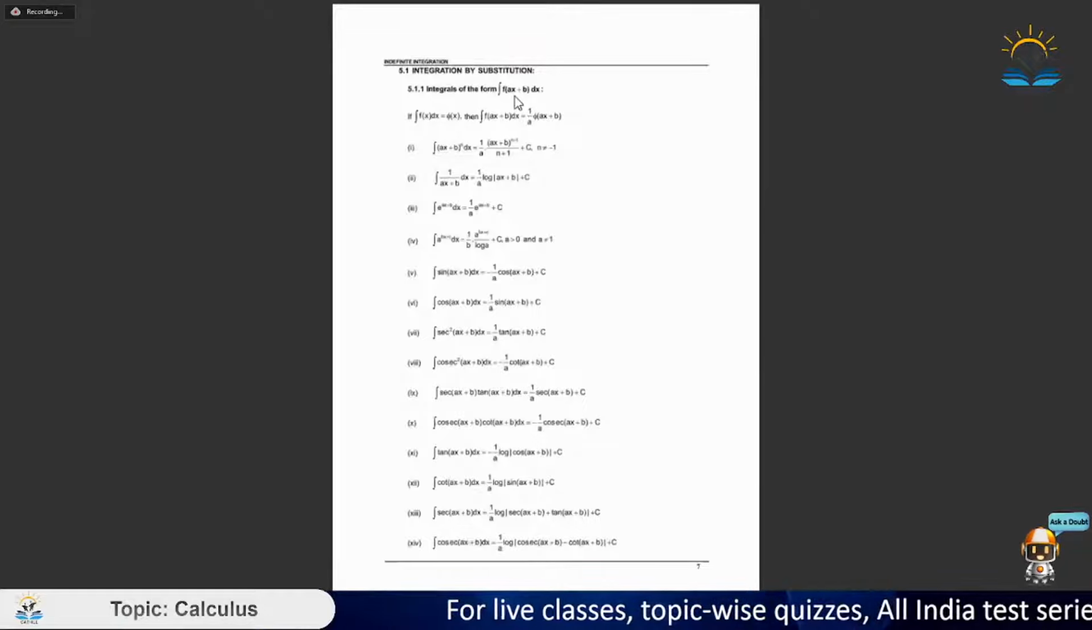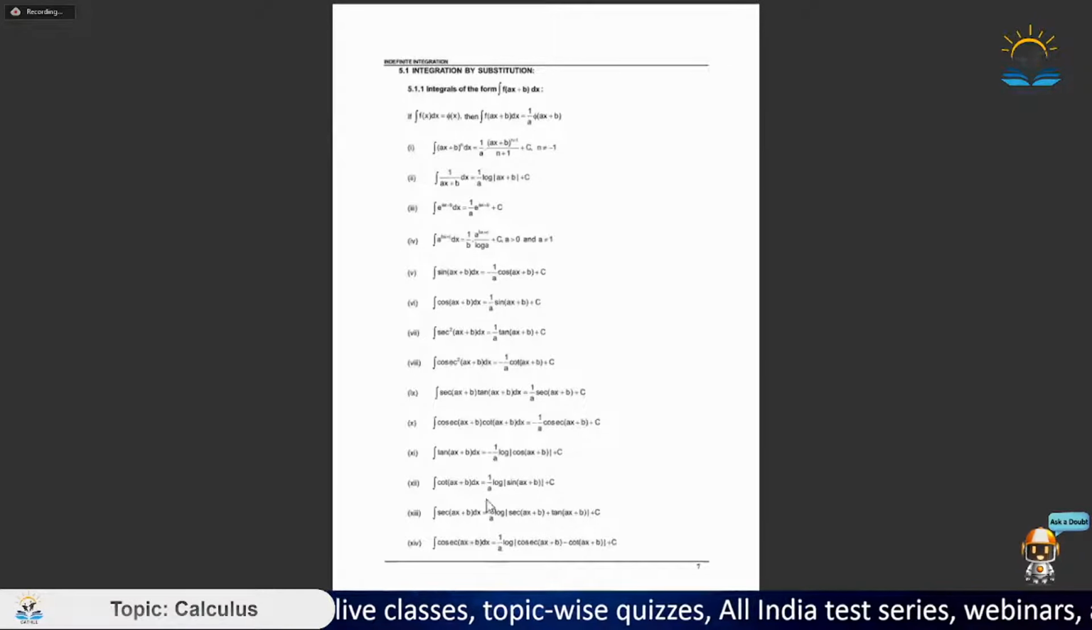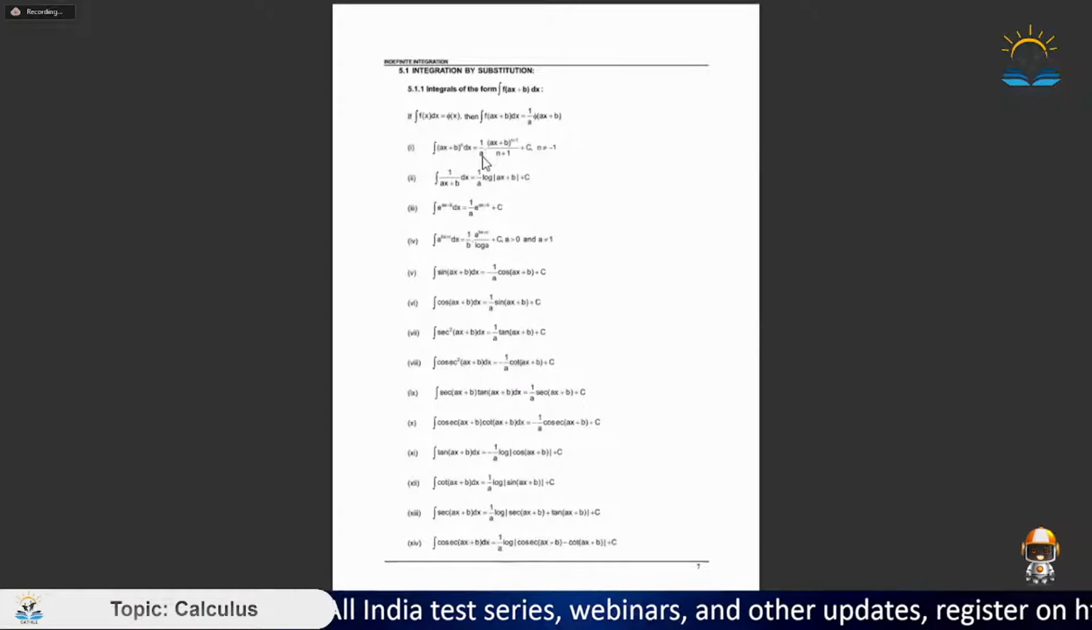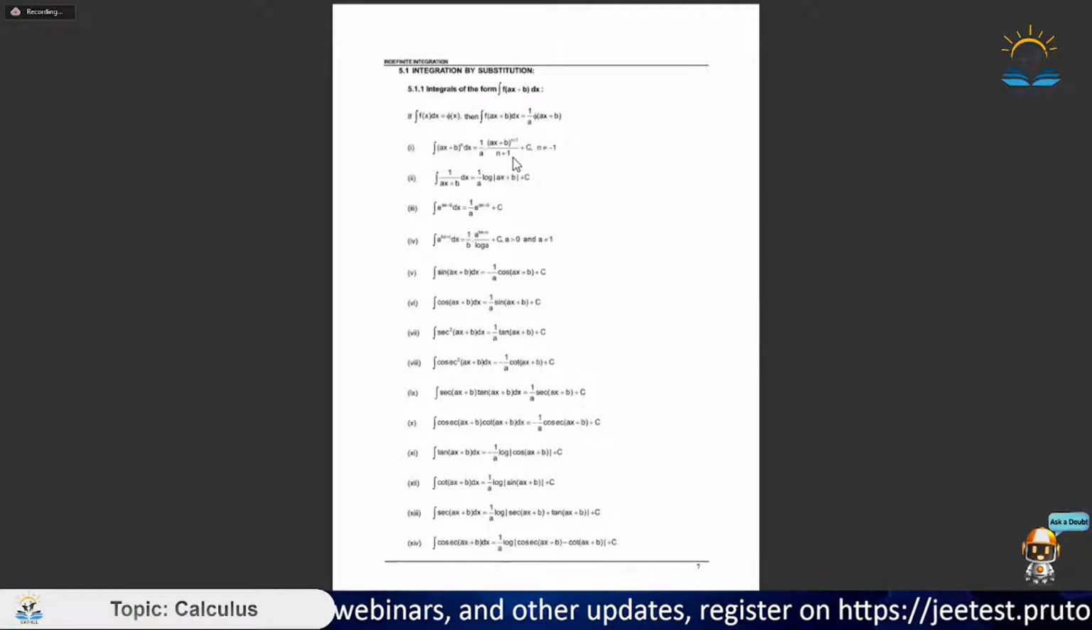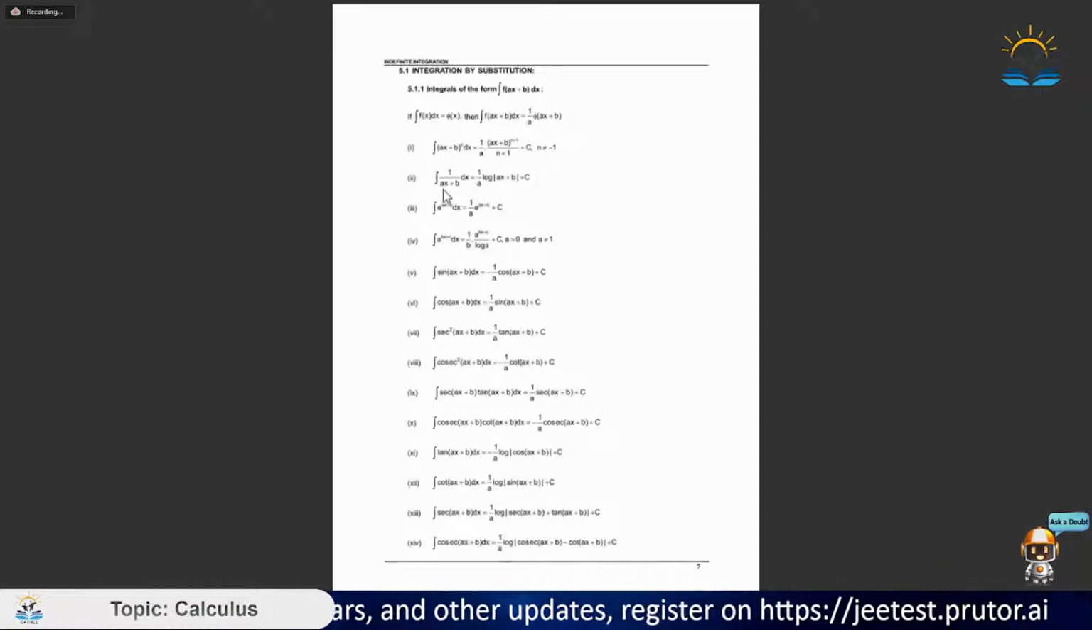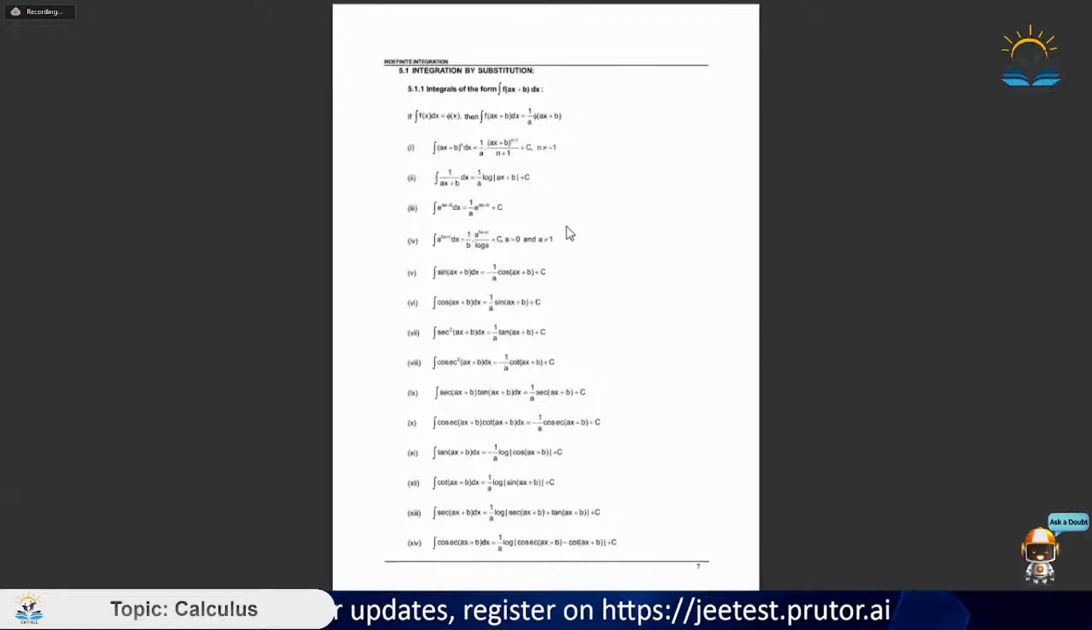You can see this in these 14 formulas. Here it is ax plus b to the power n. So we will write 1 by a. We have divided it, and normally we have written ax plus b to the power n plus 1 upon n plus 1, as generally we do. Here also we have done the same thing. Please take a look at all of these.